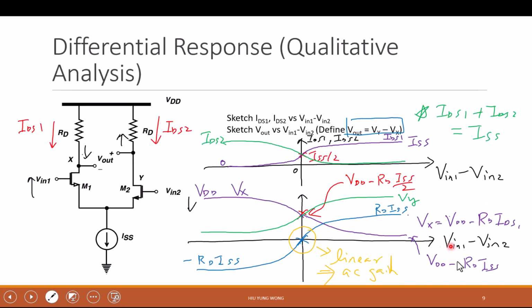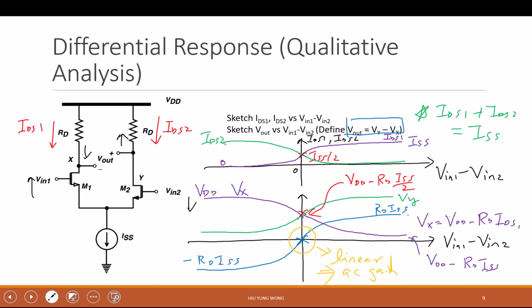Difference of V in 1 minus V in 2. For linearity, you need to be minimal, right? Because we are doing AC signal. Yeah, we linearize the circuit. You are right, want to make it small enough, because if you try to apply a plus minus 1 volt difference, this is no longer in the linear regime. Not linear, we cannot treat it as a linearized circuit.